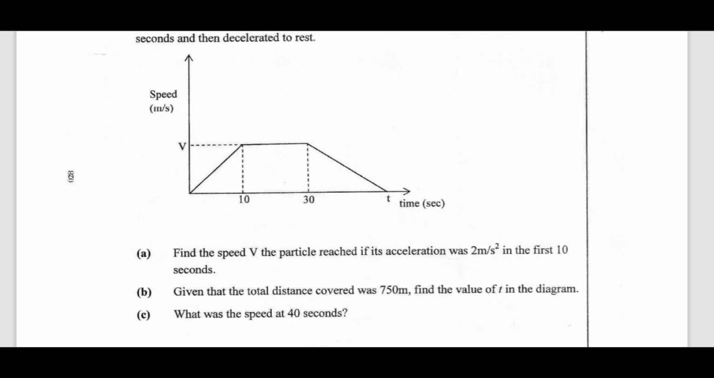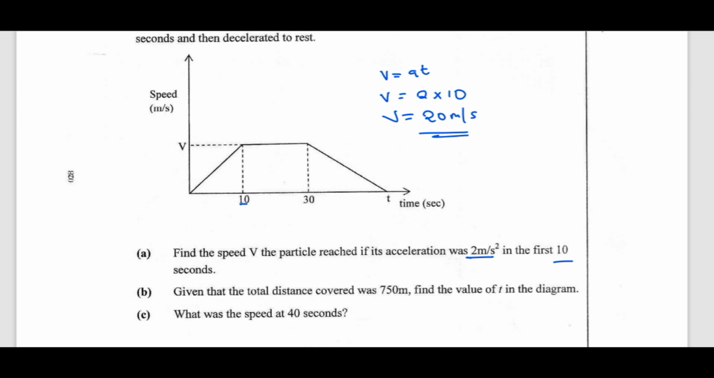Find the speed v the particle reached if its acceleration was 2 meters per second squared in the first 10 seconds. So this is the first 10 seconds that we are looking at. Velocity is equal to acceleration times time. So velocity is equal to 2 times 10, which is 20 meters per second. So that is it. Let us move to the other one.